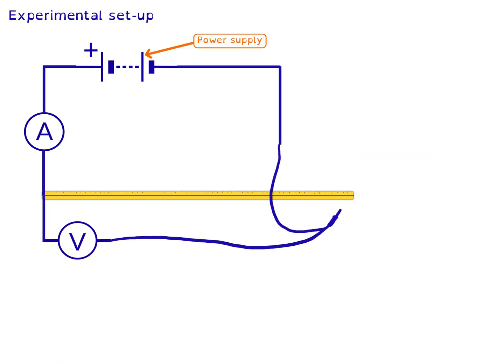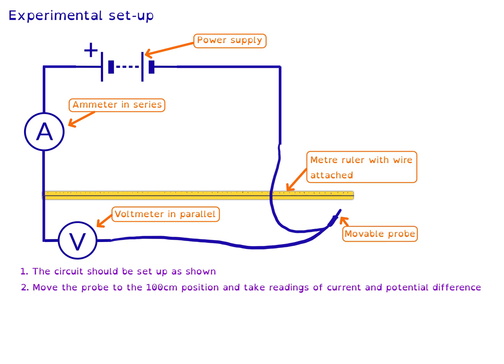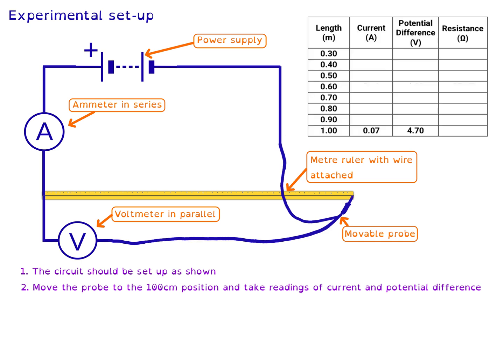For this required practical, the circuit should be set up as shown, with the ammeter in series with the resistance wire and the voltmeter in parallel. The resistance wire itself should be attached to a meter ruler to make it easier to measure the length. Move the probe to the 100 cm position and take readings of current and potential difference.